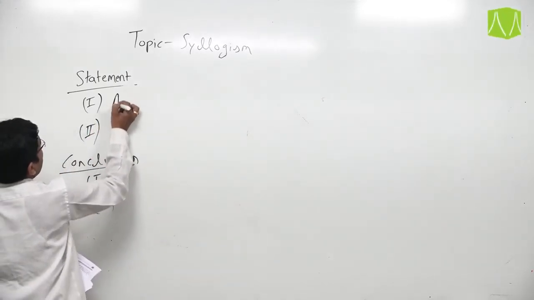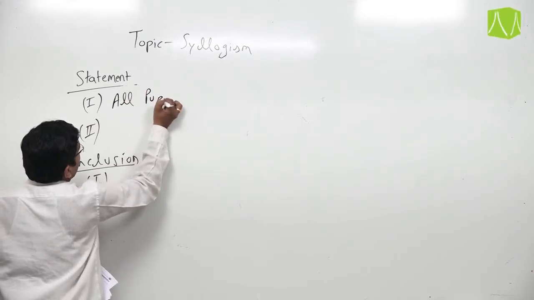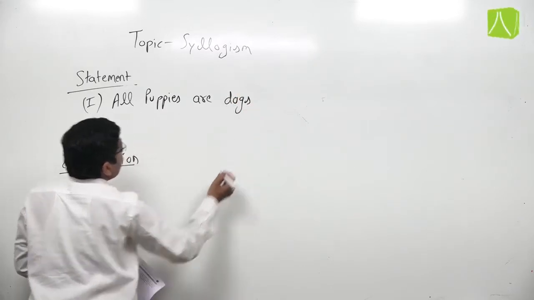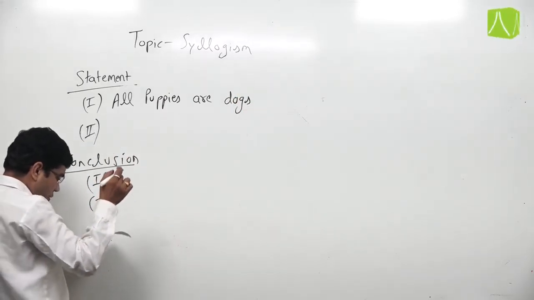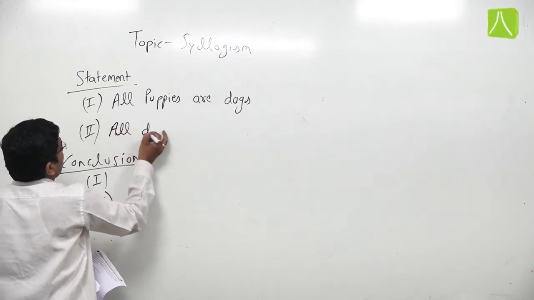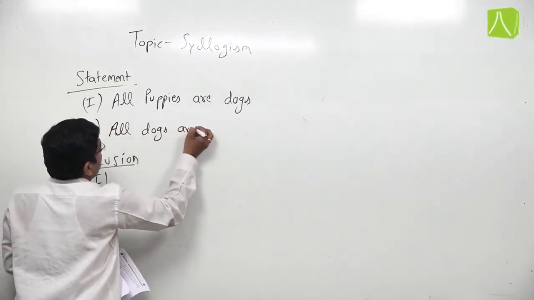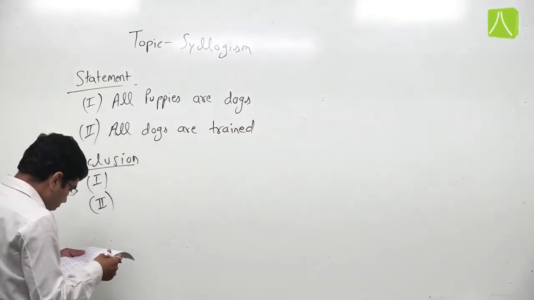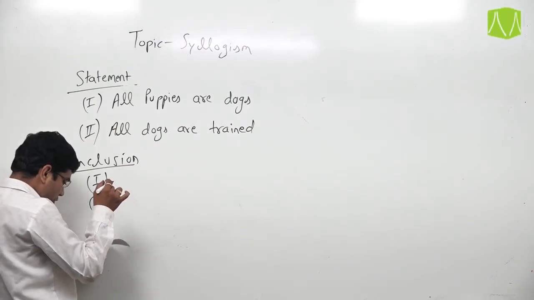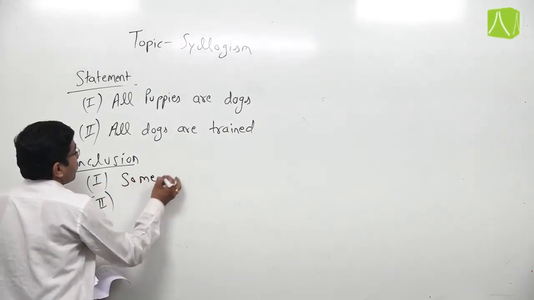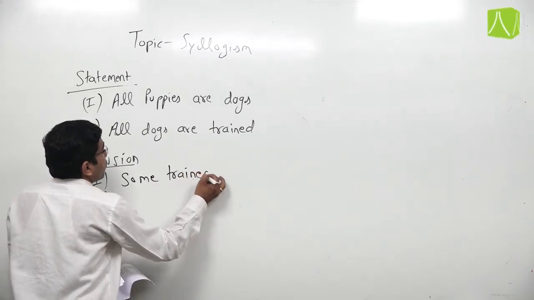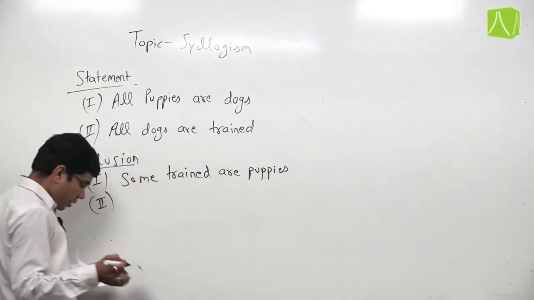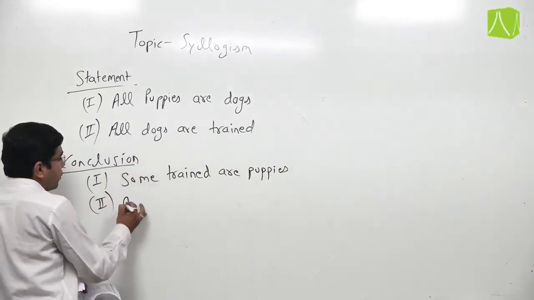All puppies are dogs. All dogs are trained. Now with the help of these statements we have to check the conclusions. First conclusion, some trained are puppies. Second, all trained are puppies.